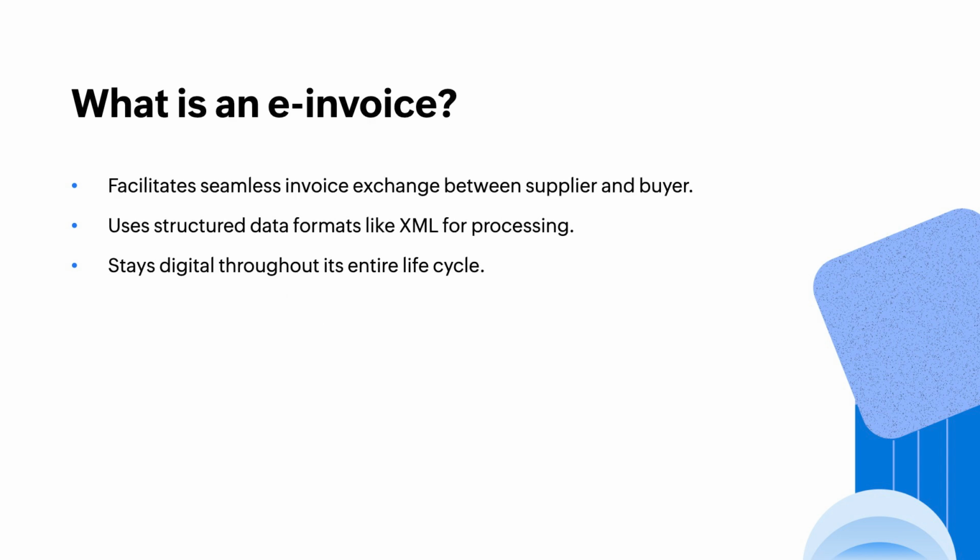An electronic invoice is a document that facilitates a seamless exchange of invoice information between a supplier and a buyer. It is issued, transmitted, received, processed, and stored using specific data formats such as XML or other structured data formats that can easily be processed by other ERP systems. Unlike other types of invoices, an e-invoice remains digital throughout its entire life cycle.